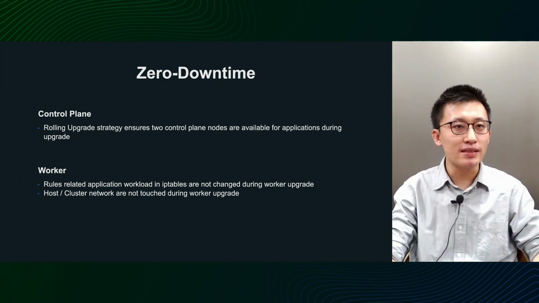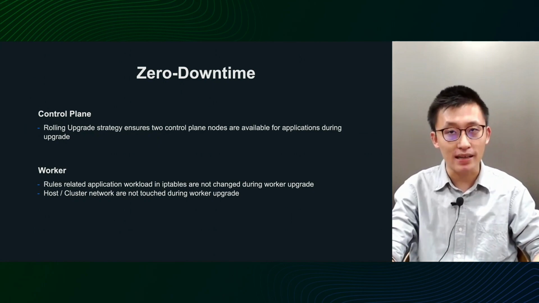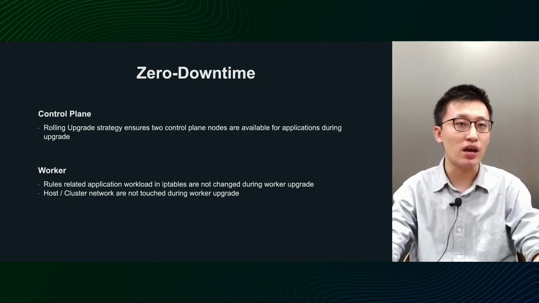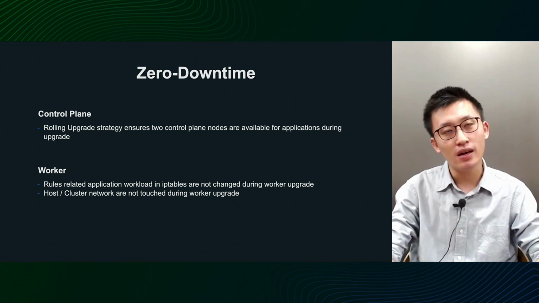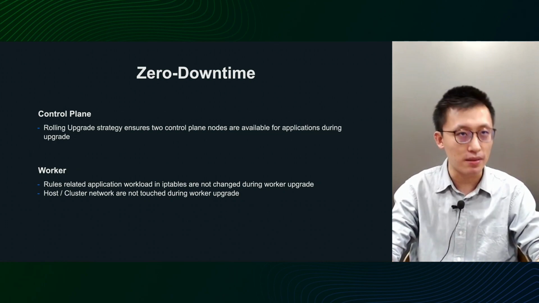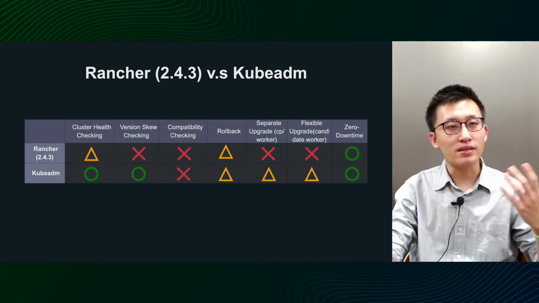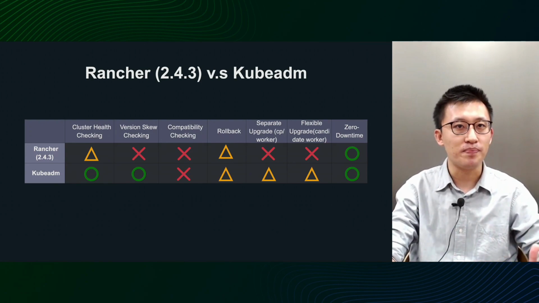Because of the flexibility of the upgrade approach, rolling upgrade of the control plane is feasible on the Kubeadm side. For workers, it's the same as Rancher. So there isn't a downtime issue on the application side either. That is what we found when we investigated Kubeadm. Here is the table I made to summarize the behavior of the different open source software on the necessary features.